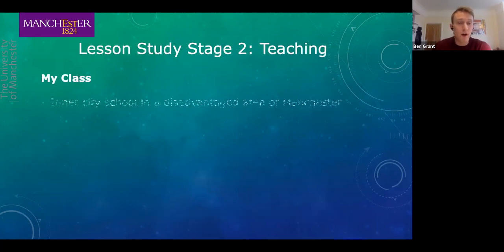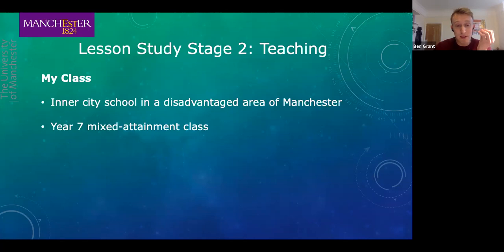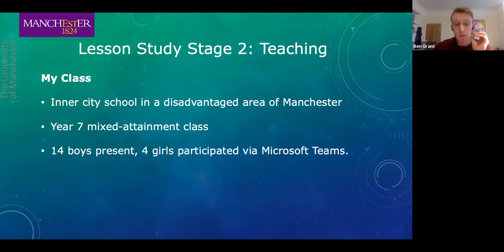Just to give you a bit of background on that class, it's an inner city school in a disadvantaged area of Manchester. It was a year seven mixed attainment class. There were 14 boys present and four girls participated via Teams. This was because at the time, all the year seven girls were doing the 2 weeks COVID isolation, unfortunately. So of the eight girls in the class, four showed up on Teams. So it was a blended lesson, which made it a little bit tricky, but we got there.